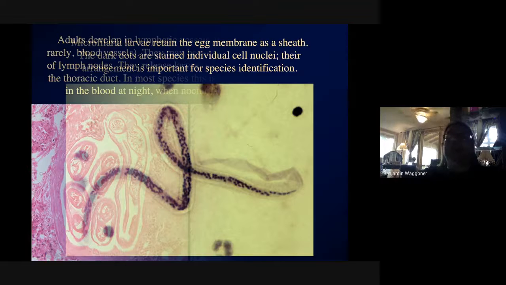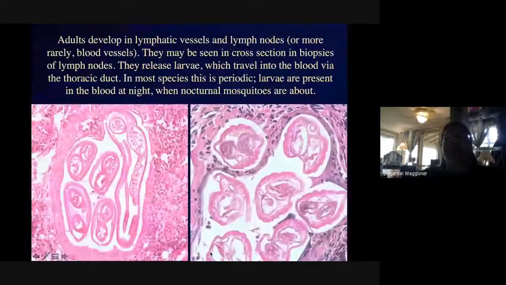There's some biopsies of lymph nodes. All those round things that you're seeing in the center are just cross sections through coiled up Wuchereria worms. This is a lymph node that's been sliced thin. So you're seeing cross sections through the worms at various angles. These hang out mostly in the lymphatic system and the lymph nodes.